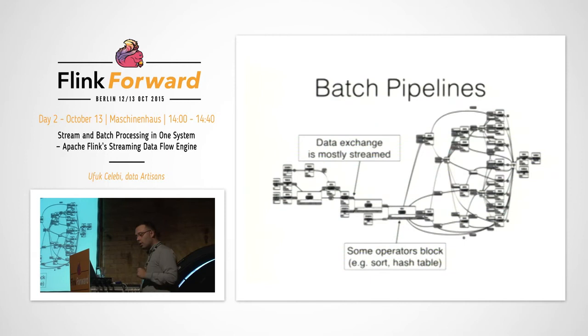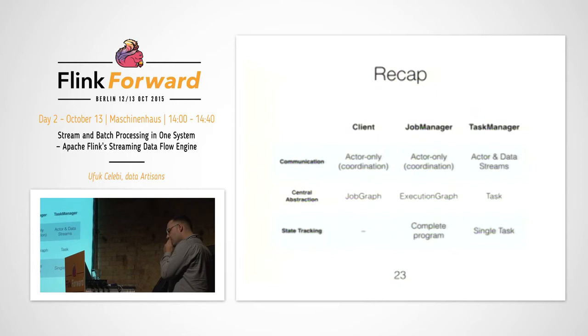So if you now recap this, we saw all three components: client, job manager, and task manager. The coordination on both the client and job manager is happening via actors. They're just exchanging coordination messages. The task manager is doing this as well, but furthermore, has dedicated data connections to do the data exchange. The central abstractions were the job graph, execution graph, and the task.